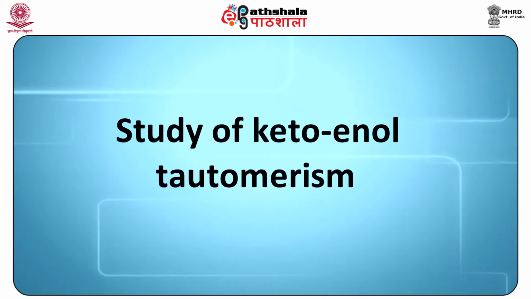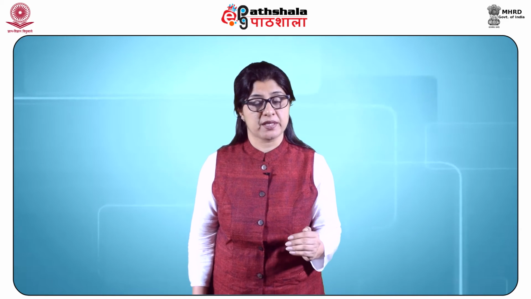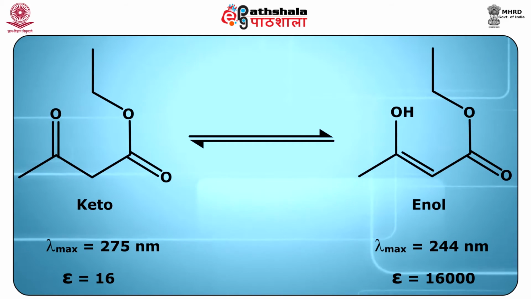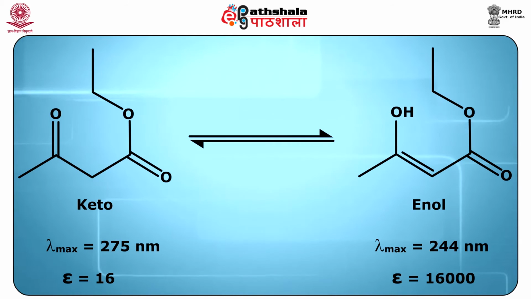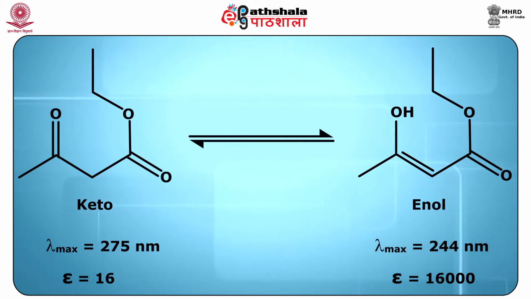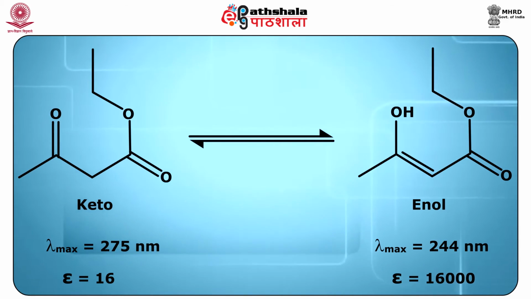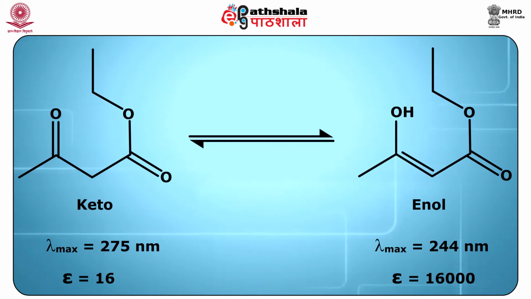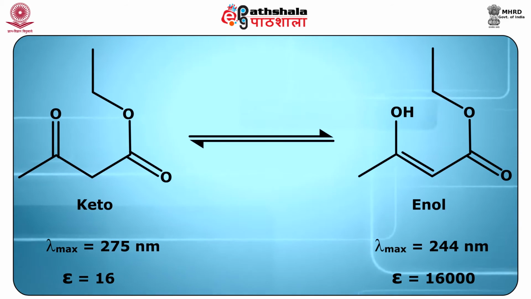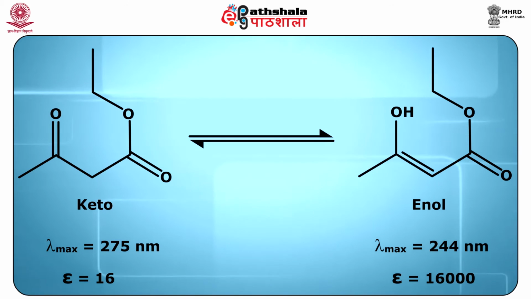Study of keto-enol tautomerism. UV visible spectra can be used to study keto-enol tautomerism, as both the keto and the enol form of a substance show characteristic absorption bands that can be identified. For example, ethyl acetoacetate, which shows keto-enol tautomerism, has an absorption band for the keto form at a lambda max of 275 nanometers with a low absorption intensity, that is 16, while the enol form has a lambda max at 244 nanometers with a high absorption intensity of 16,000.